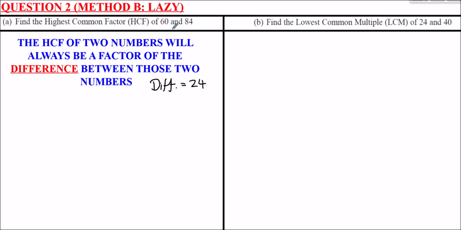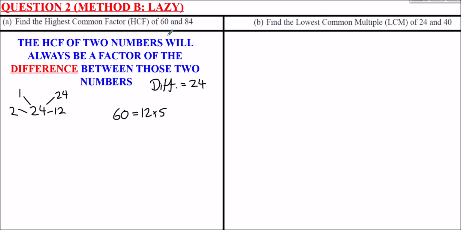So is 24 a factor of 60? Will 24 fit into 60? No, it won't. So let's think of other factors of 24 we could have. We've tried 24. No, 1 doesn't really get as far. The next pair of factors will be 2 and 12. So the next highest factor I could try after 24 is 12. Does 12 fit into 60? Yes, it does, because 60 is 12 times 5.